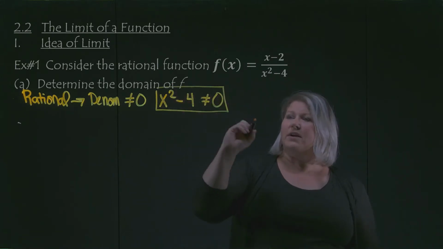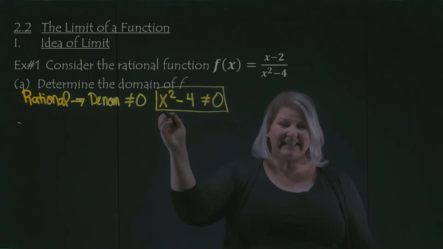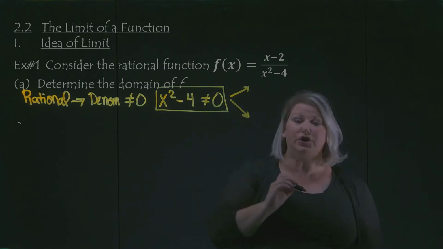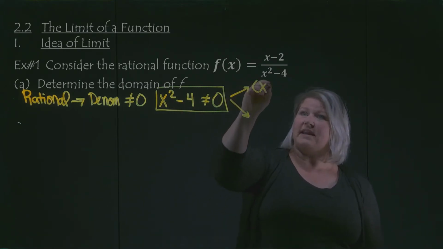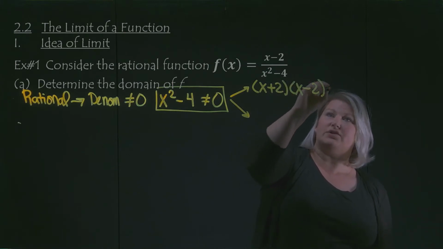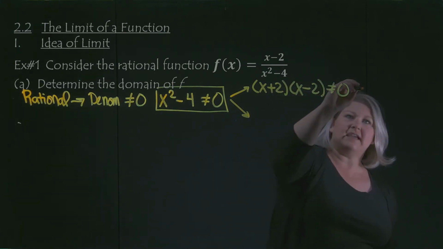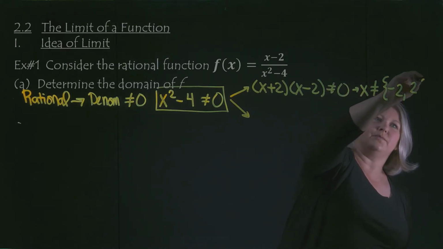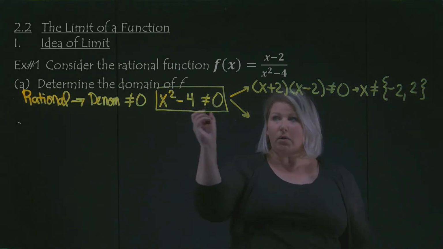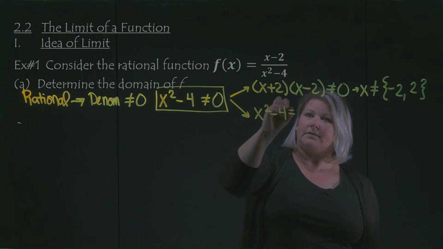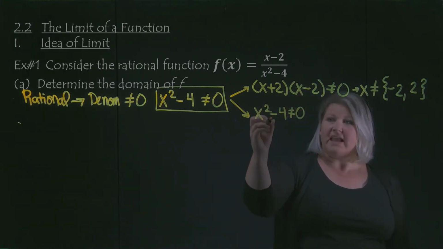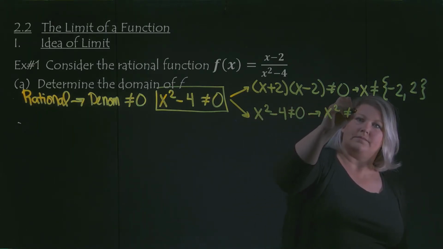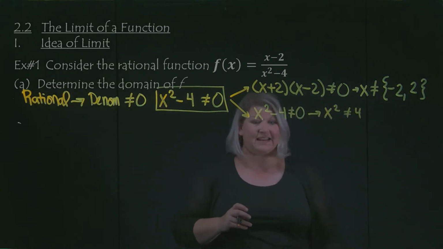So x squared minus 4, we can do a couple of things. It's not linear, so I don't want to solve it using linear methods. I can really solve this 2 ways. I can factor it. I can say x plus 2 and x minus 2 don't equal 0. And then that gives me that x cannot equal negative 2 or 2. Or I can take x squared minus 4 and add 4 to both sides. So I get x squared can't equal 4.